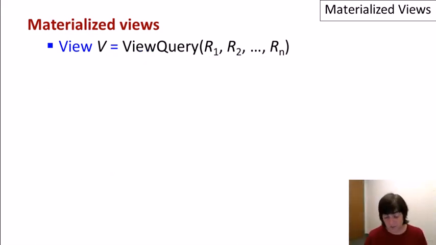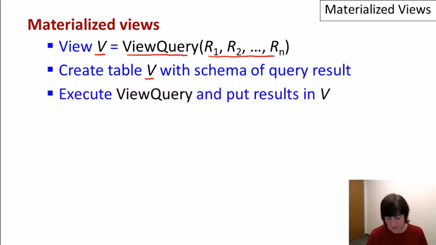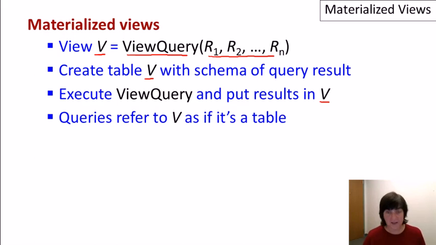Now let's talk about what happens with materialized views. Again, exactly the same: we define a view, we give it a name, say V, and we define it as a query over a set of tables or other views. Then the system actually creates a physical table V with the schema of the query result. Next, the view query is executed over the current state of the database, and the results are put physically in that table V. Now, queries can refer to V as if it's a table because it actually is a table stored in the database. This all sounds great.